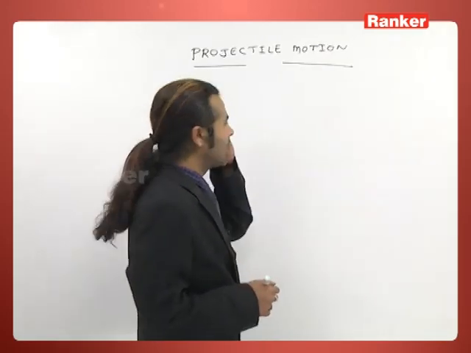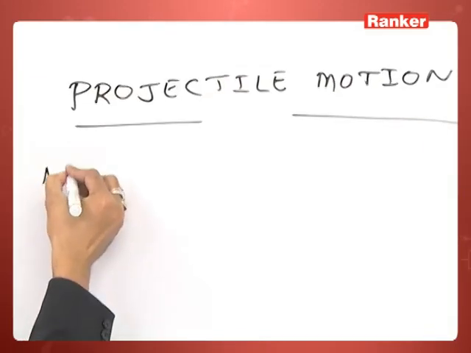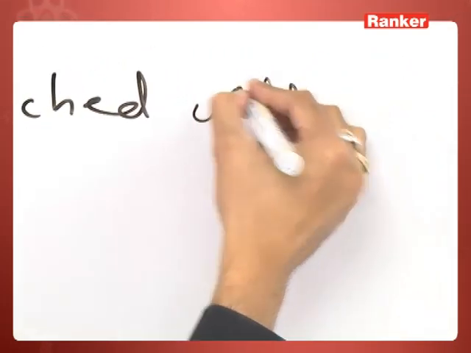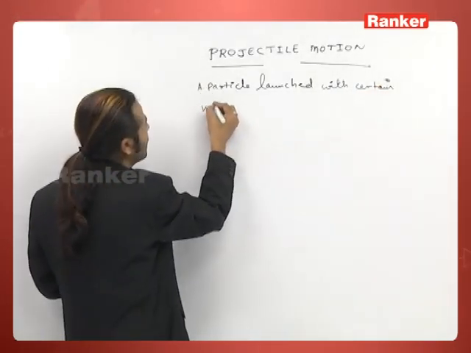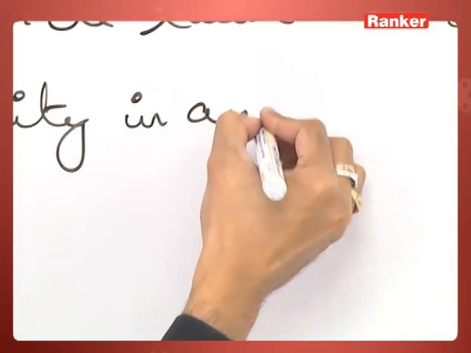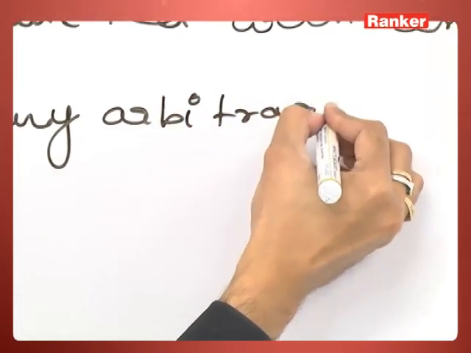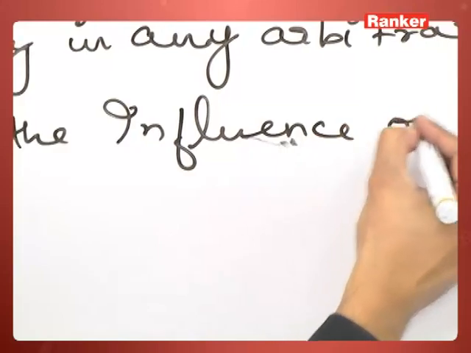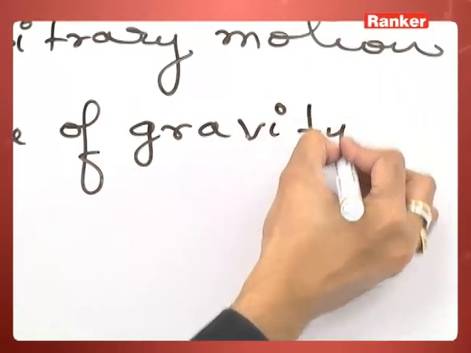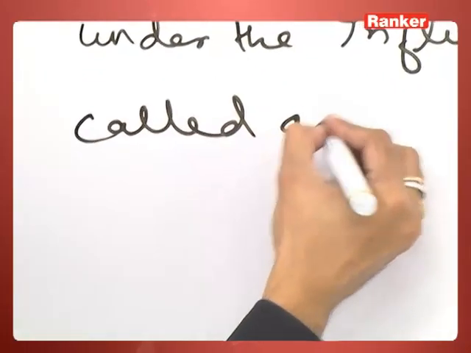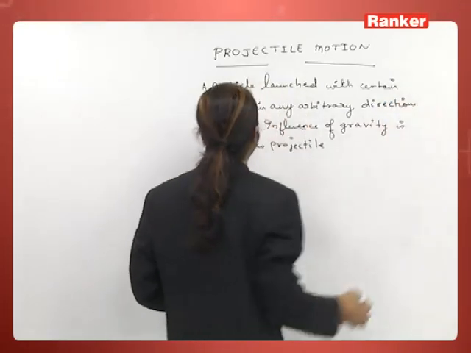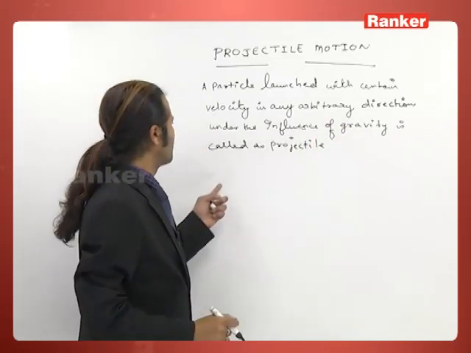Now we will discuss a chapter named Projectile Motion. So here I say a particle launched with certain velocity in any arbitrary direction under the influence of gravity is called a projectile.